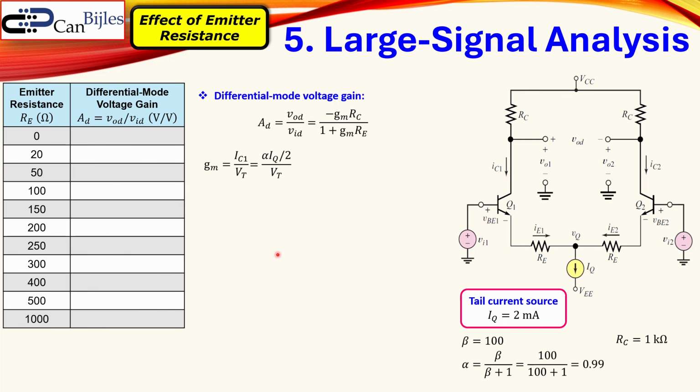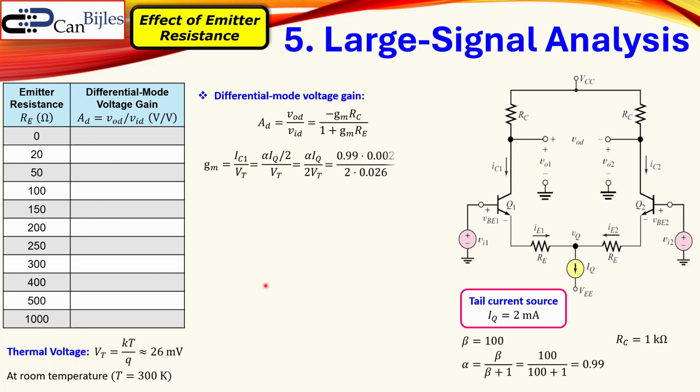So we can say it is also alpha times the IQ over 2, because it will be here IQ over 2, and then again times alpha will be reflected to the collector. That's shown here, and divided by the VT, and we know the thermal voltage is 26 millivolts. So because the tail current is known, we can now calculate 0.99 for alpha, 2 milliamps for the IQ, and we have here 2 times the 0.026, and that will result in 38.26 millisiemens. So we have now everything for this example, and we can now calculate our AD for different configurations.